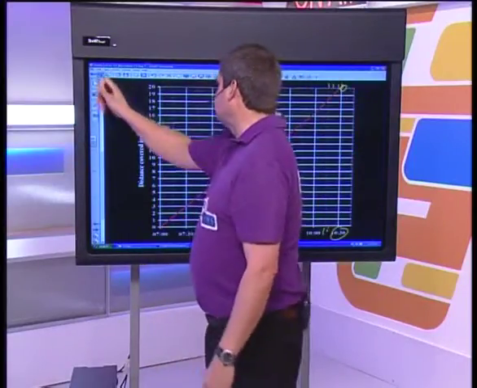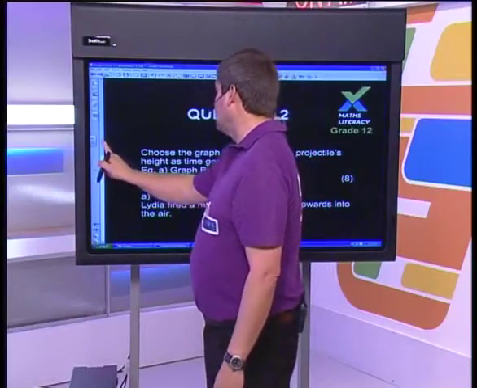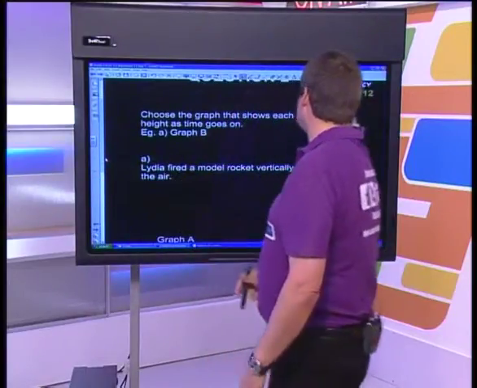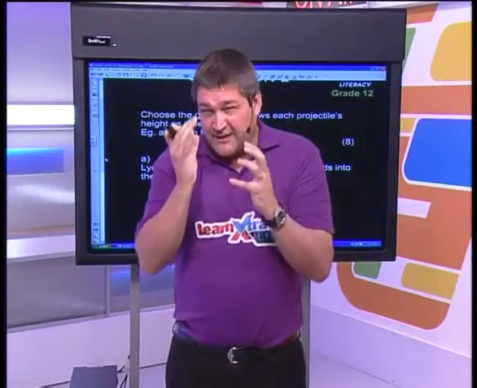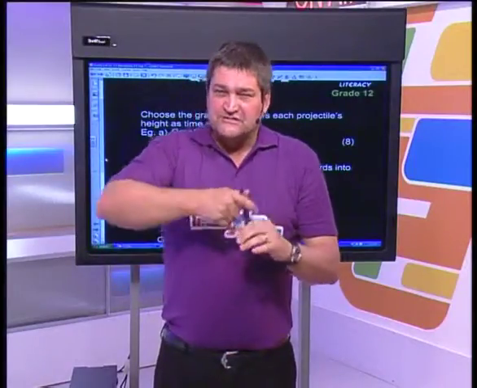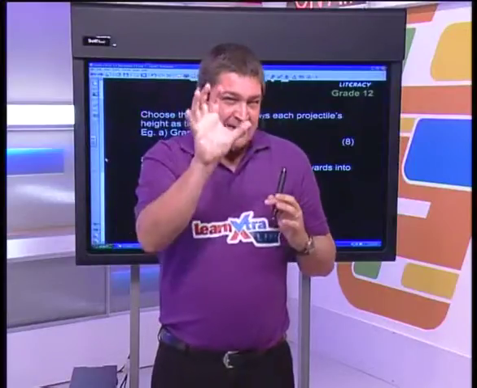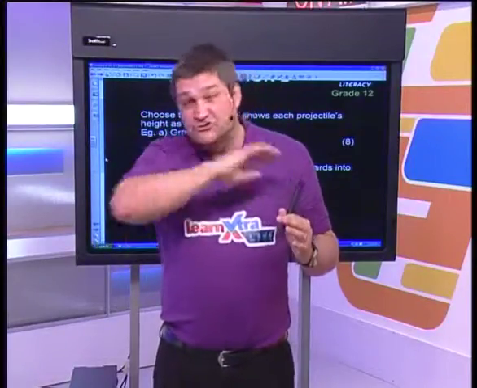Right, my next question. Here we go. Choose the graph that shows each projectile's height as time goes on. All right, now folks, we're now coming to paper 2 stuff, okay? And now what we've got to actually do is use our brains and do a little bit of thinking. This is not easy because there's a certain perception we're going to get in our mind that I'm going to tell you to take out of your mind right now, okay?